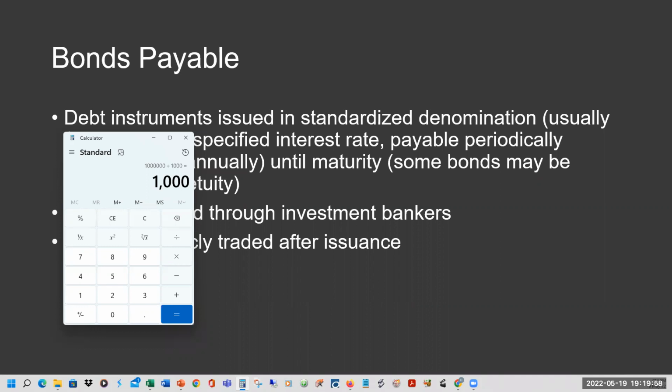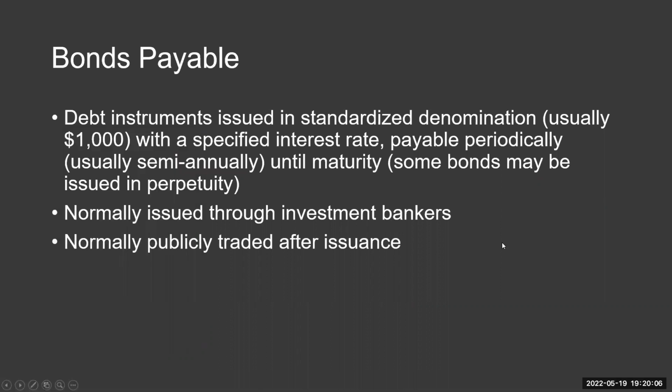Now, the good thing about bonds is that they are publicly traded. So I could buy 50 bonds, and if I need some money, I could actually sell some of the bonds, right? I don't have to sell all of the bonds. I can go and sell $5,000 of the bonds and keep the rest, right? So all that is possible because the bonds are publicly traded.